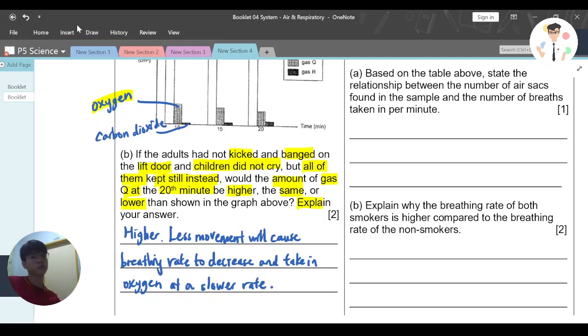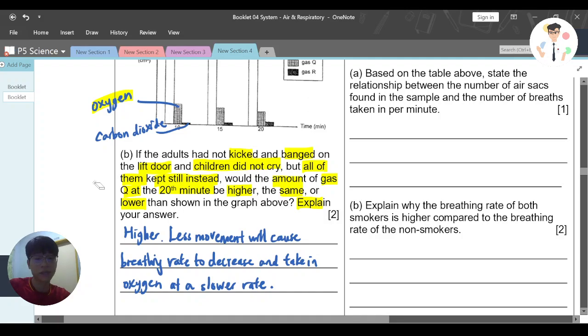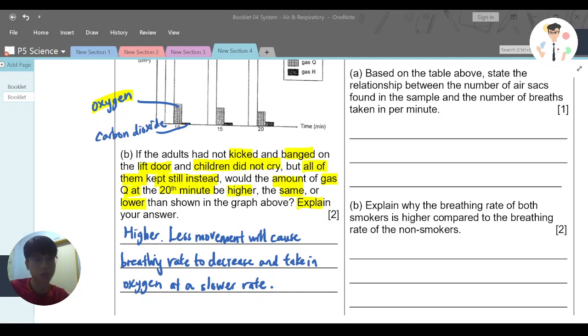Okay, so that is basically the whole idea of this question. And I believe that this question again gives you an idea and reminder that when there's vigorous activity, that causes our breathing rate to increase, therefore taking in more oxygen to break down food and produce energy.